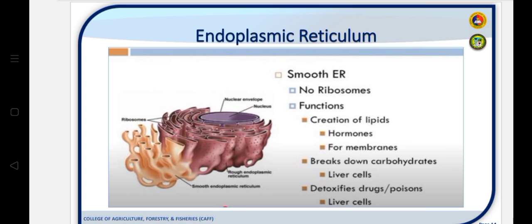In liver cells, the smooth ER detoxifies harmful substances, making them less dangerous. So it detoxifies drugs and poison. So while the rough ER is busy making proteins, the smooth ER focuses on making lipids, okay, breaking down sugars or carbohydrates, and detoxifying drugs and poisons. And all of these are essential for the cell's survival.